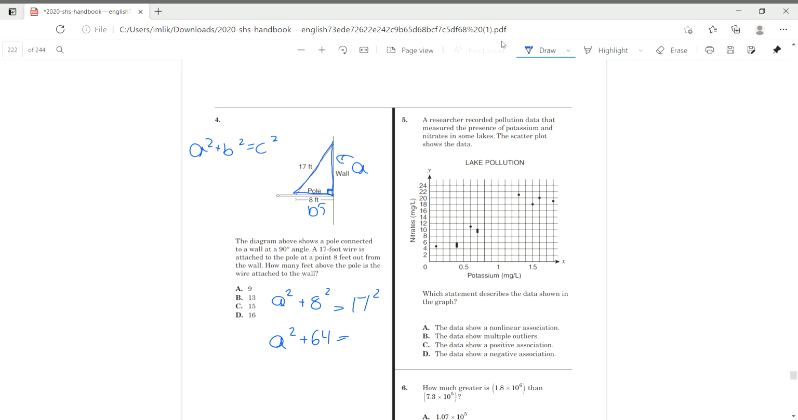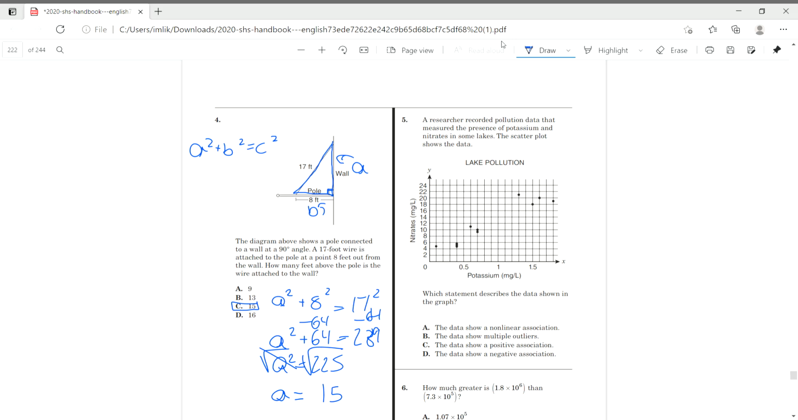17 squared, 289. Next we can subtract 64 from both sides. 289 minus 64, that gives you 225. A squared is equal to 225. Square root both sides. The square root of 225 is going to be 15. And if you square root a square, they cancel out, so a is equal to 15, which is our height. Pretty simple, remember your formulas.